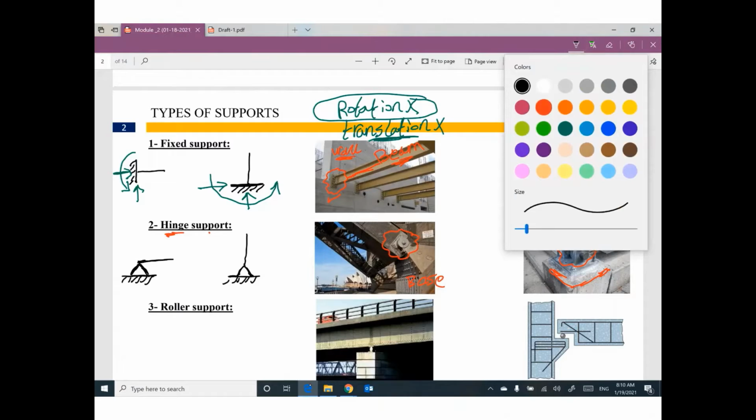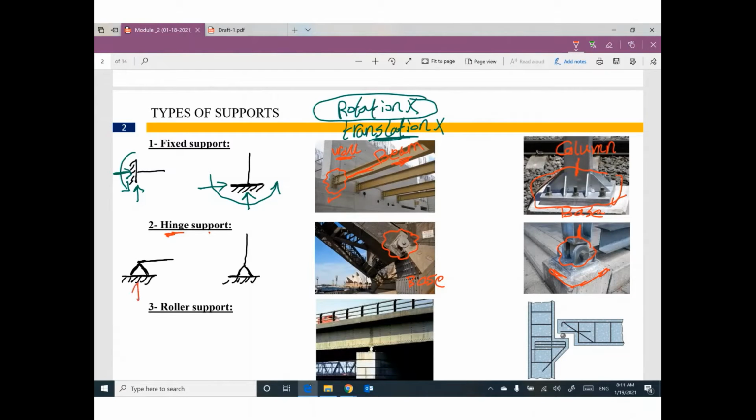If you have hinge support, we have 2 reactions: 1 vertical reaction and 1 horizontal reaction. So fixed support, we have 3 reactions. Hinge support, we have 2 reactions. The third one is called roller support. Can you see this cylinder underneath the bridge? This cylinder will allow for rotation and horizontal translation. This roller will allow for rotation and horizontal translation.